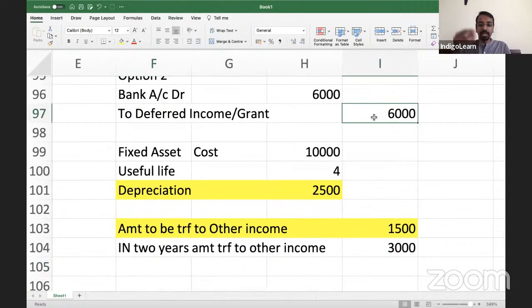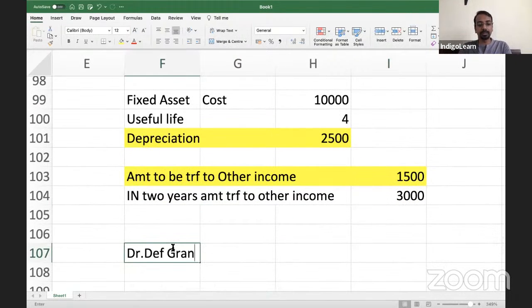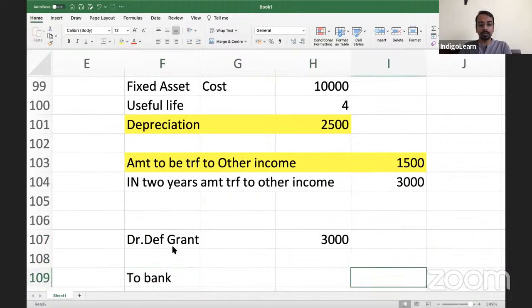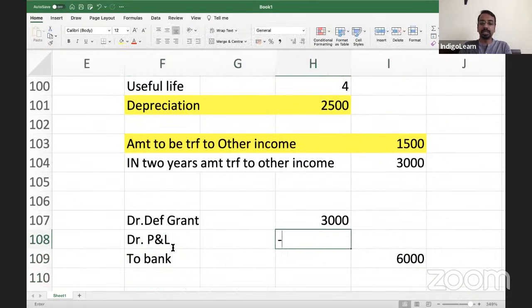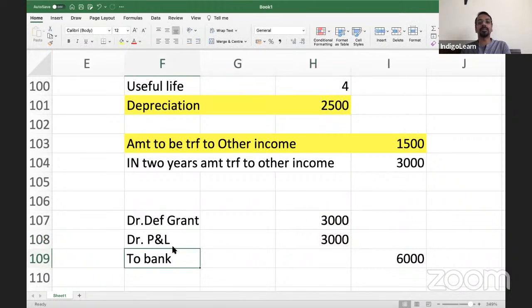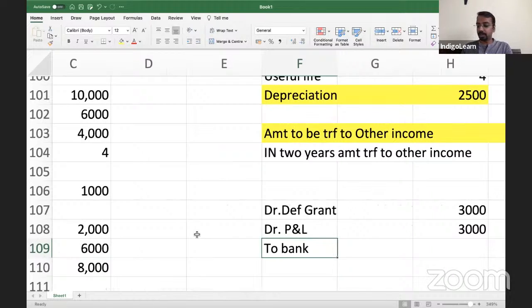What is the balance left in deferred grant account now? 6,000 is what we received. 3,000 you have transferred to other income. So this balance is 3,000. So what will you do? Debit deferred grant 3,000, and we have to refund 6,000. Balance debit P&L. Just reverse the impact that you had taken or that you had given earlier. As simple as that. Okay. So this concludes government grant. Let me see if you have some questions here.